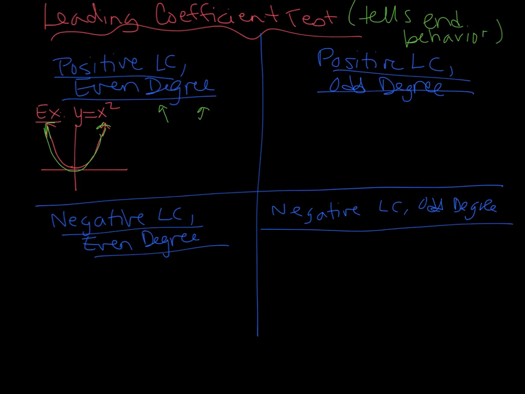The super professional way that you'll see it written is something along the lines of: as x approaches infinity, y approaches infinity, and as x approaches negative infinity, y approaches negative infinity. The big thing that you're going to need this for is to help you graph. So let's go on to the next example, a positive leading coefficient and an odd degree.